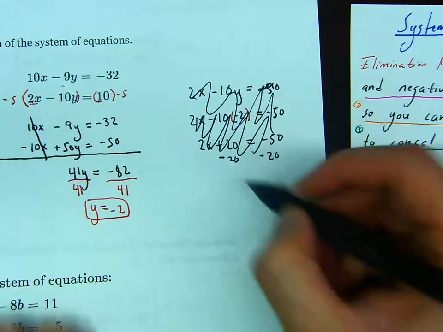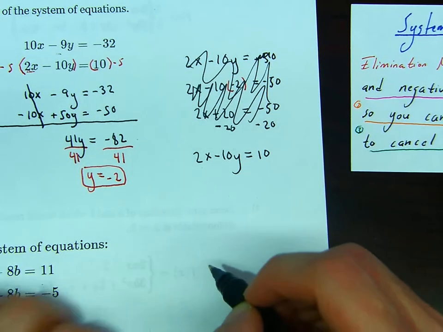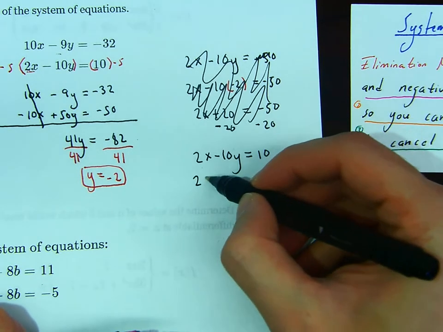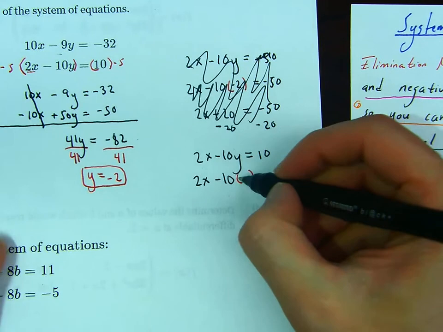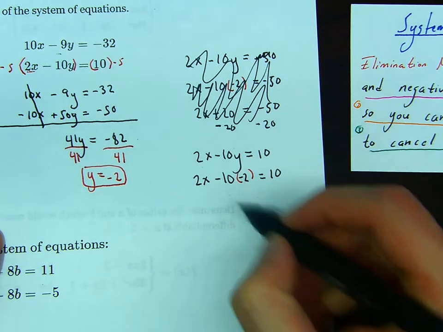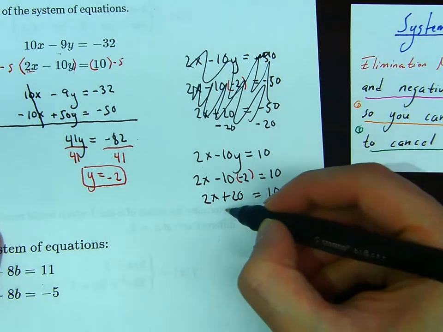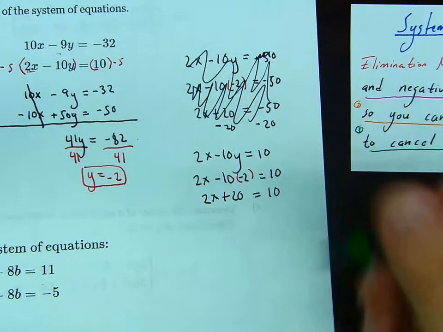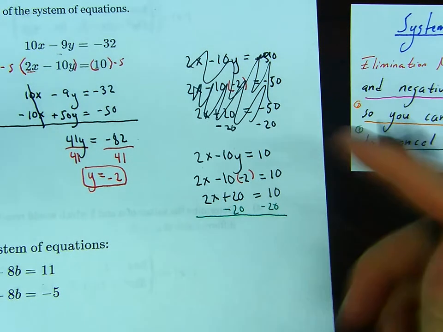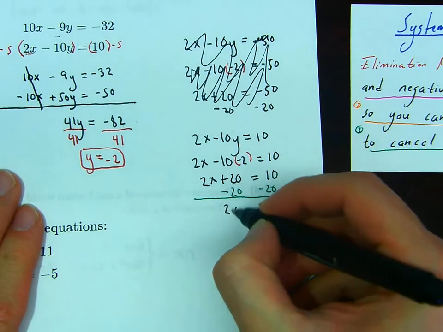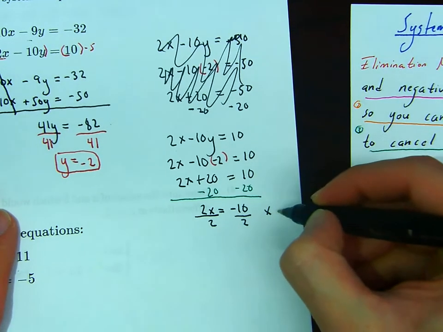Sorry. This is 2x minus 10y equals 10, right? So then 2x minus 10 times negative 2 equals 10, right? So this is 2x plus 20 equals 10. I subtract 20 on both sides. And 2x equals negative 10, divide 2, x equals negative 5.